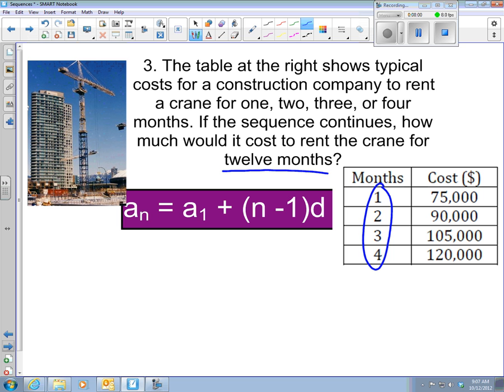Well, I want to go 12 months. So right there, I can say this. I want the 12th term in the sequence. So n is going to be 12. A sub n is the number of the term we're looking for, so you could say this is a sub 12, or a to the 12th. But a sub 1, which is my first term in the sequence here, is 75,000.